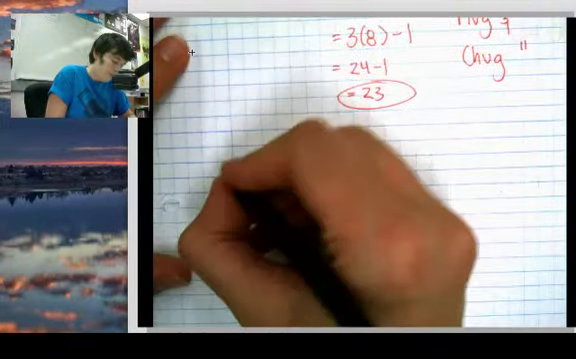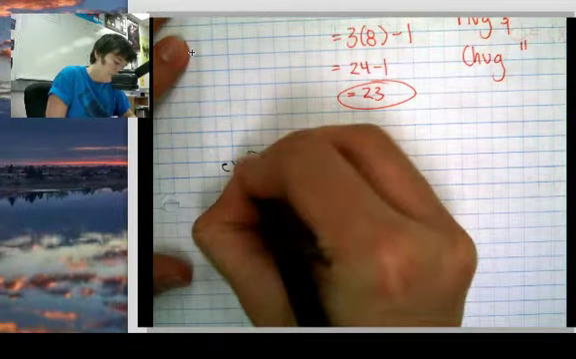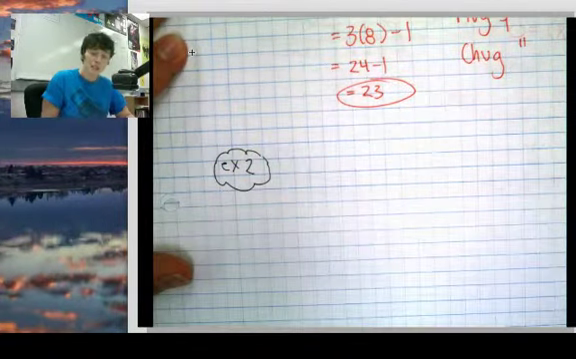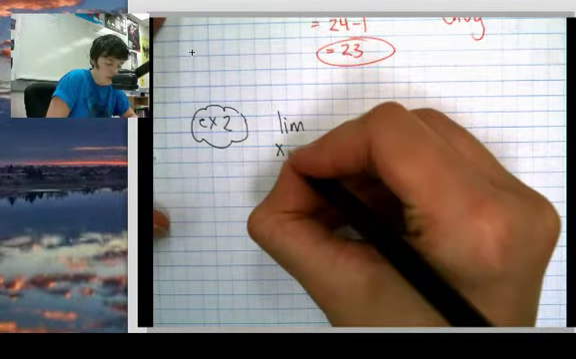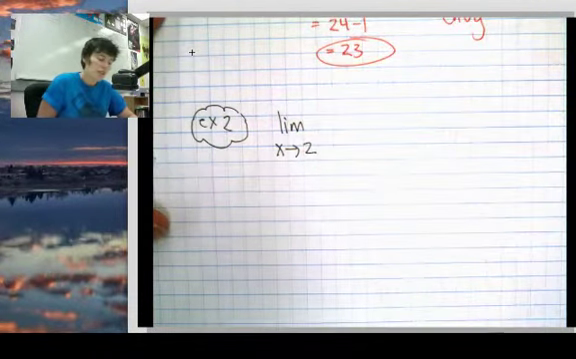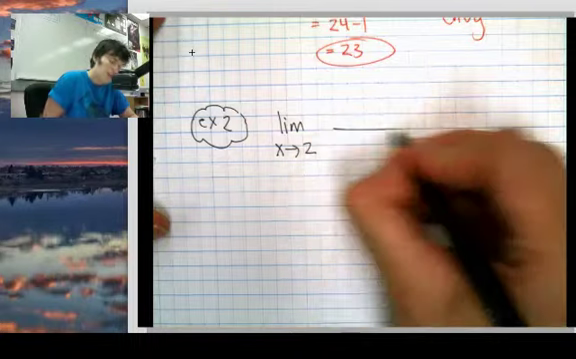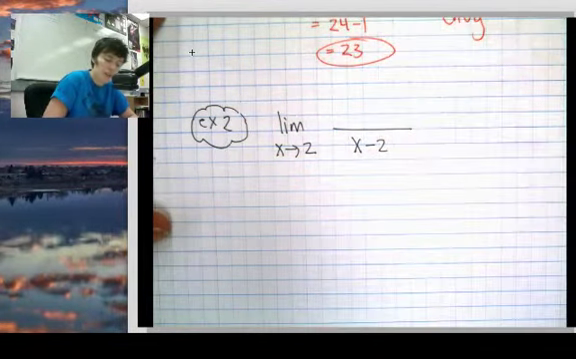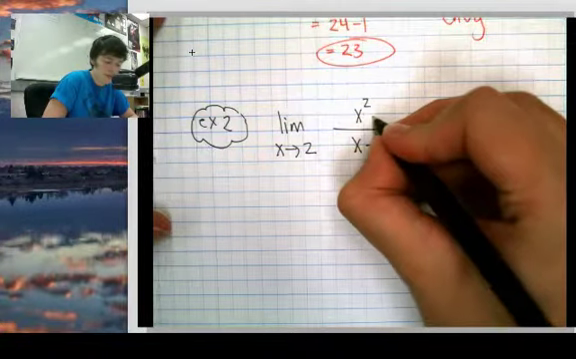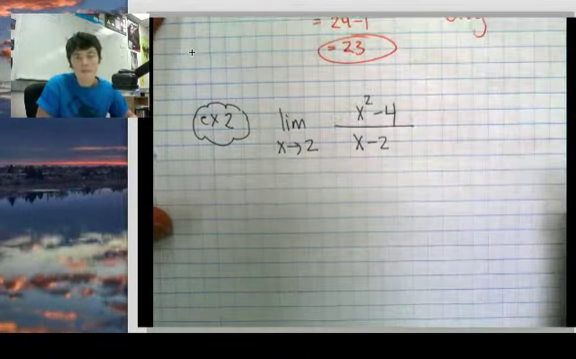Here's an example. Example 2. I give you a limit. How about the limit as x approaches 2? And this limit's for a fraction. On the bottom of the fraction, I give you x minus 2. On the top, I give you something like x squared minus 4. I don't know, something like that.